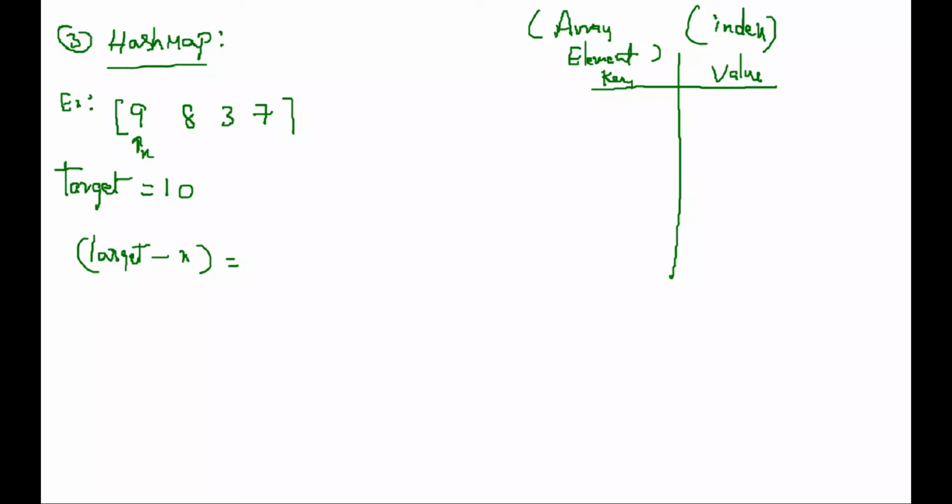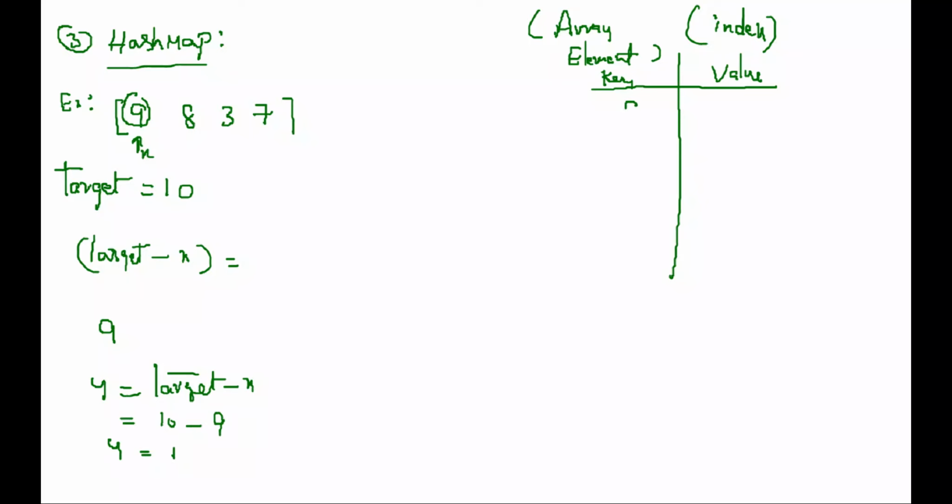Suppose you take the first element 9. Here y is equal to target minus x. So what is the target? 10. 10 minus, what is your x value? 9. So 1. So 1 is not there in the hash map. Then we are simply putting this element into the hash map.